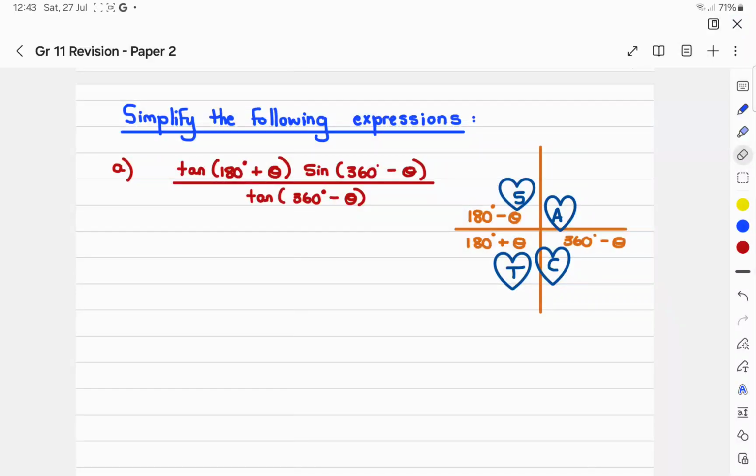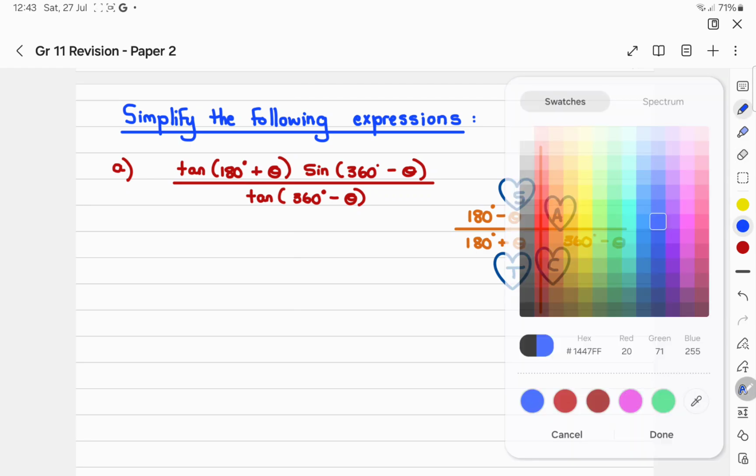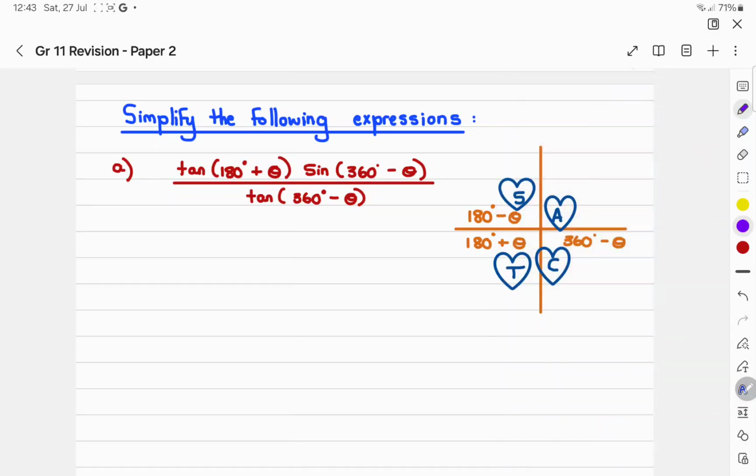Video number 2, where we will just be looking at a few examples of how to use the co-functions and the reduction formula. All right, so it's just that, and then the video after this, I will do a few where we're going to solve using the trig identities. Okay, so let's quickly have a look.